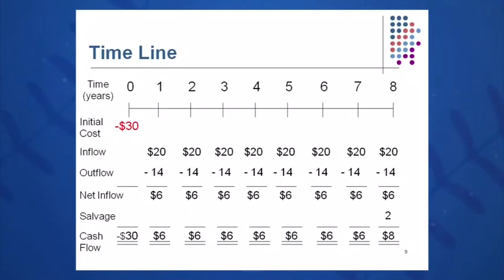So we do a timeline once again. In any of these sessions, 6, 7, 8, 9, 10, and 11, you want to draw timelines. They will help you analyze these discounted cash flow analyses. And then you see the cash inflows of 20 per year for 8 years. Almost looks like an annuity, doesn't it? And then the 14 of cash outflow, and you get a net cash inflow of $6,000 a year. We have that salvage value out near year 8 of $2,000. So we think that after using it for 8 years, we can sell the equipment for $2,000. And then we have our cash flow totals at the bottom.